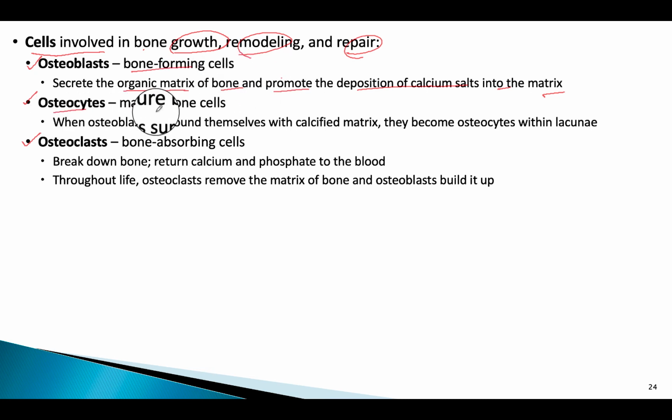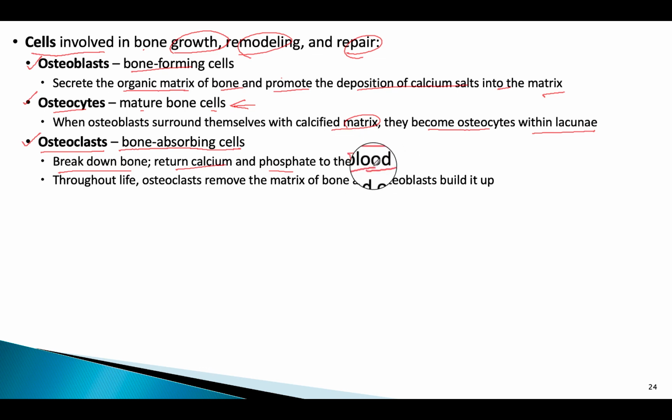Osteocytes, these are the mature bone here. Okay, so when osteoblasts surround themselves with calcified matrix, they become osteocytes within the lacuna or lacunae, right? So specifically osteocytes, what I want you to know about the osteocytes is they are going to maintain the bone so that they are going to be functioning at optimum. Osteoclasts, these are the bone absorbing cells. It breaks down the bone, returning the calcium and phosphate to the blood.